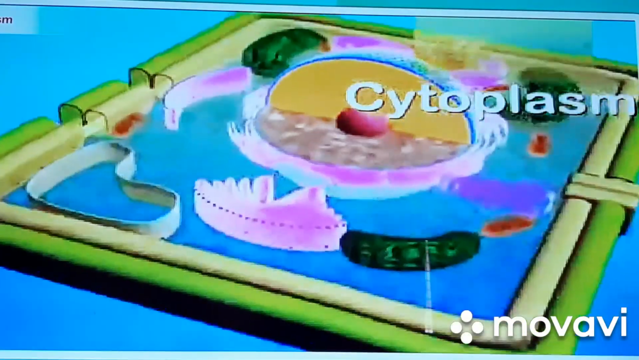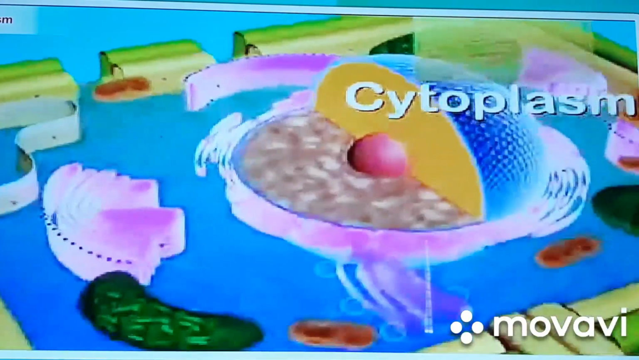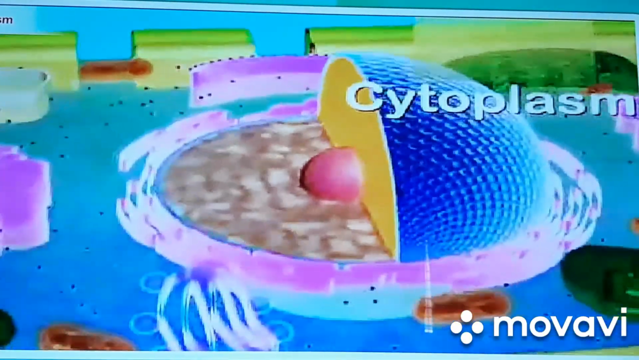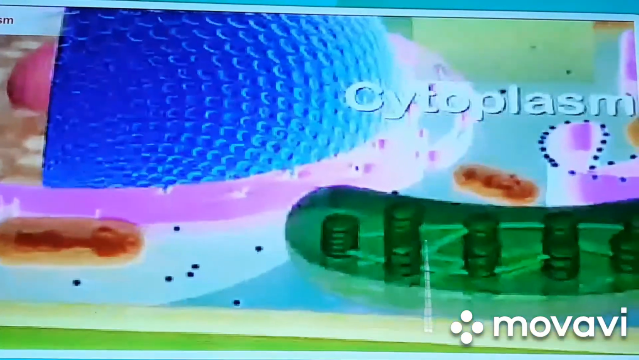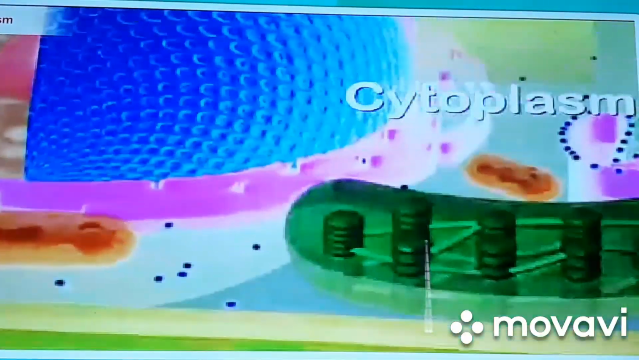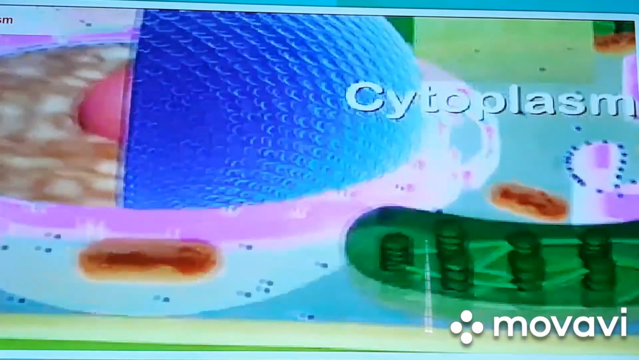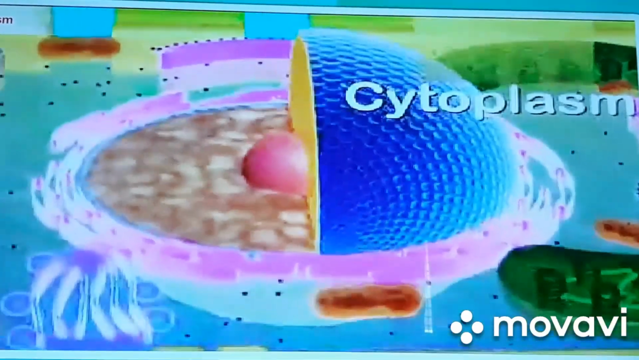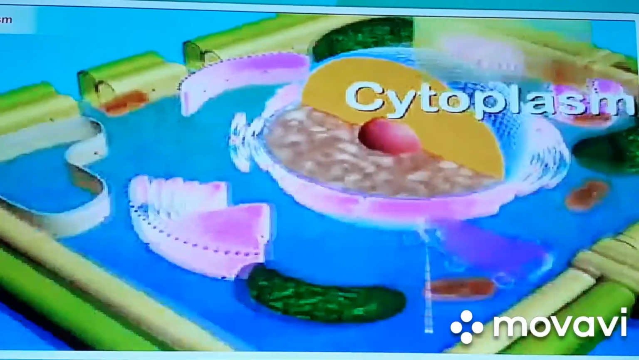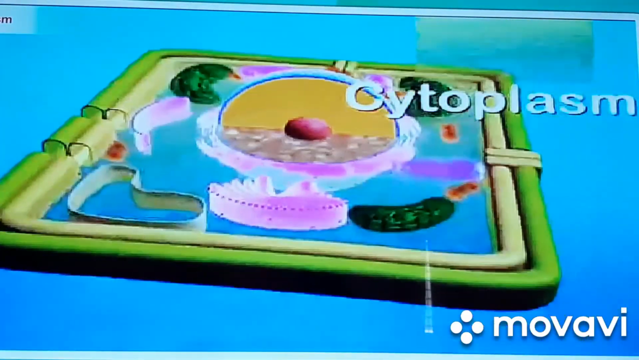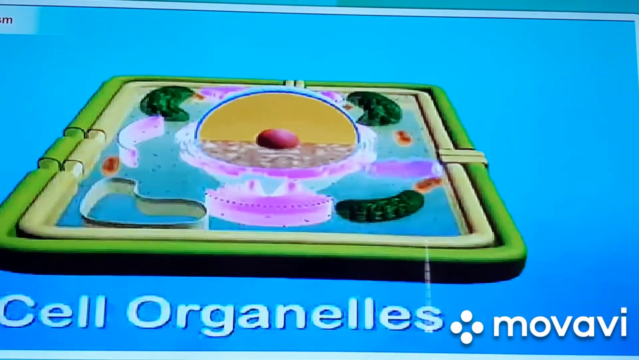Cytoplasm is a thick, jelly-like fluid inside the cell membrane. It occupies the space between the cell membrane and the nucleus. There are many small cytoplasmic bodies in the cytoplasm. These are mitochondria, Golgi bodies, ribosomes, endoplasmic reticulum, etc. These are called cell organelles.